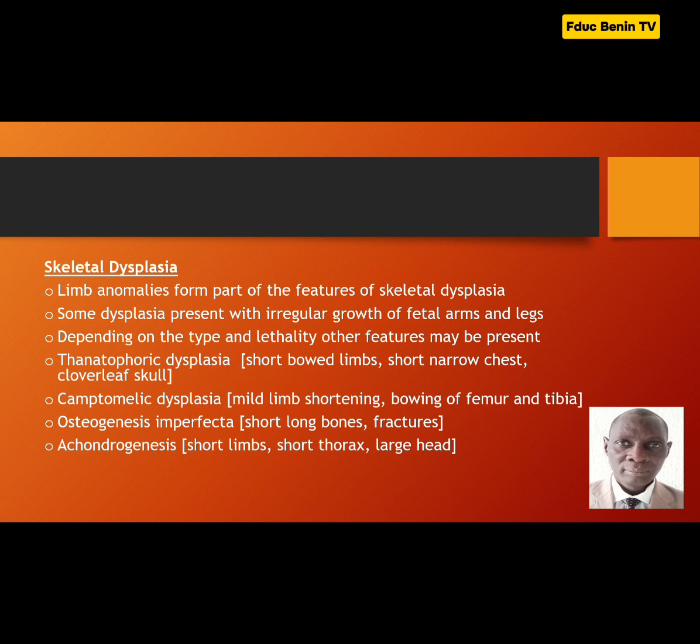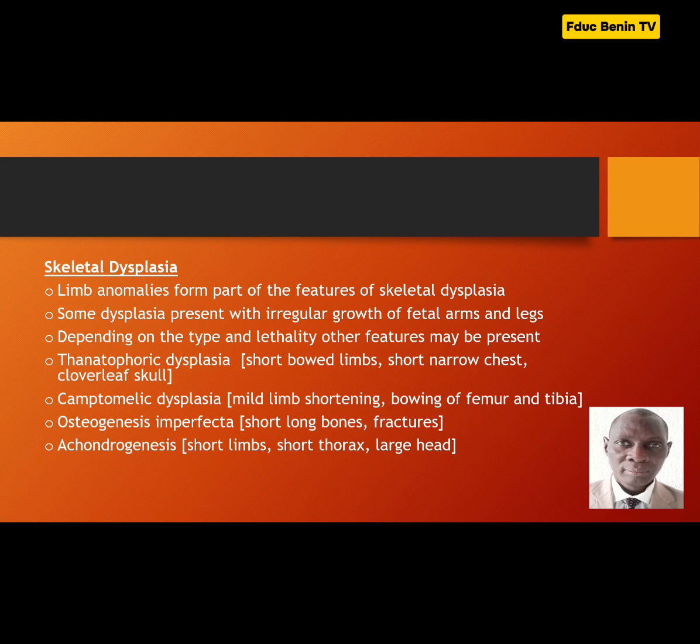Now let's talk a little more on skeletal dysplasia. Limb anomalies form part of the features of skeletal dysplasia. Some dysplasia present with irregular growth of fetal arms and legs. And depending on the type, also depending on the lethality, other features may be present. Thanatophoric dysplasia, where you have short bowed limbs, short narrow chest, and clover leaf, is a classical example of a severe or an extreme case of skeletal dysplasia. And like I said earlier, thanatophoric dysplasia is lethal.